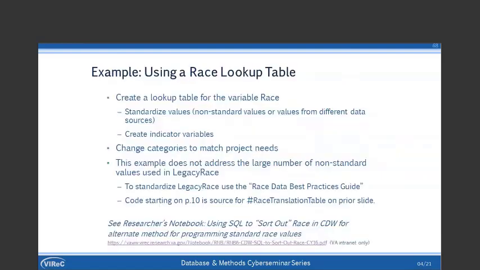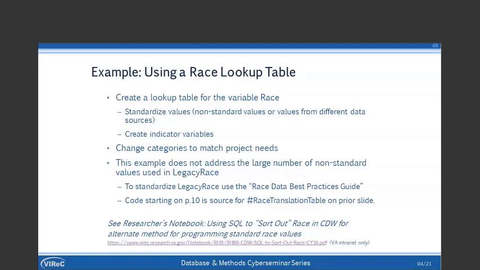I am going to show you an example that uses a lookup table. I do like to use lookup tables. I like to use them a lot in SQL, and I think it's set up nicely for them. It's a nice way to standardize values, whether you have non-standard values or values from different data sources. I also like to add indicator variables directly to my lookup table. You can easily look at your lookup table and change the categories to match your project needs.